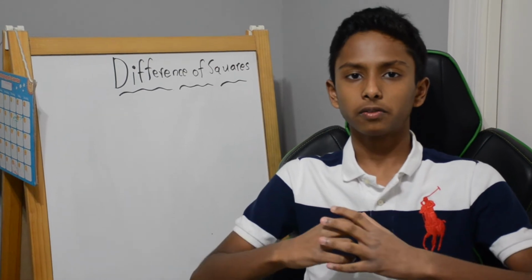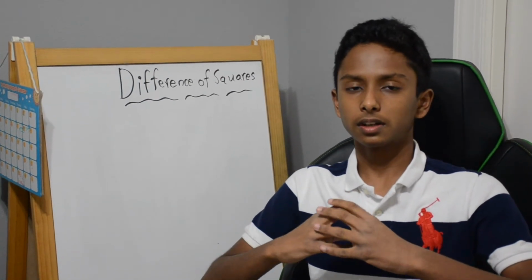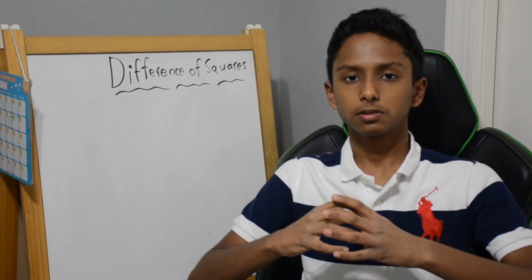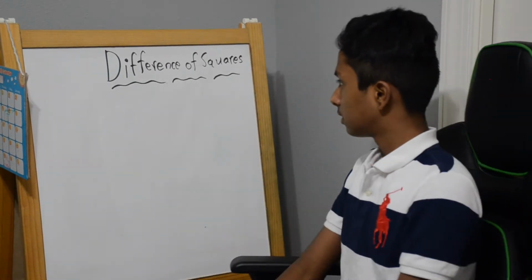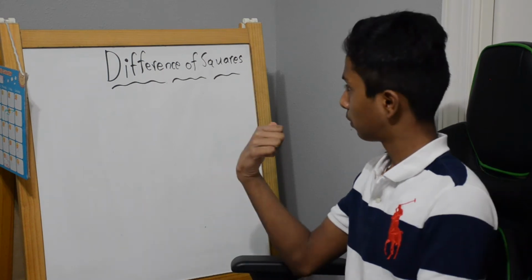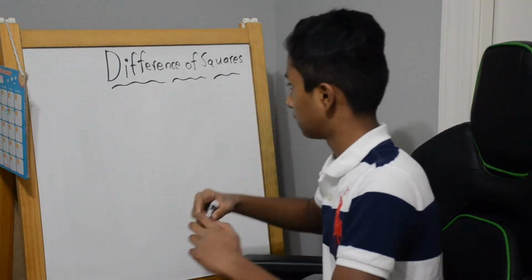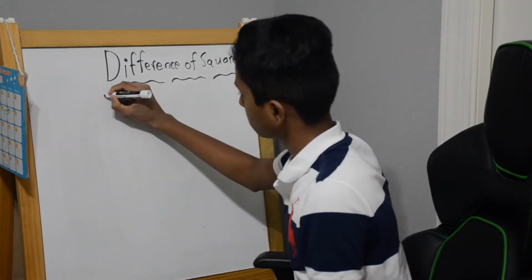Today I'm going to be covering two techniques that can be used to solve squares very fast and conveniently. Let's get started. The first technique that I have on the board is the difference of squares technique. Let me show you the concept of this technique.